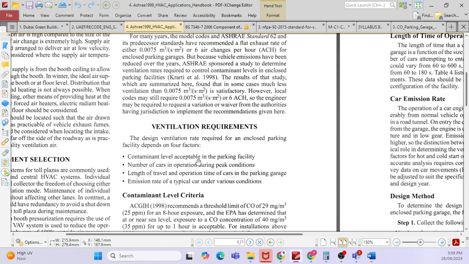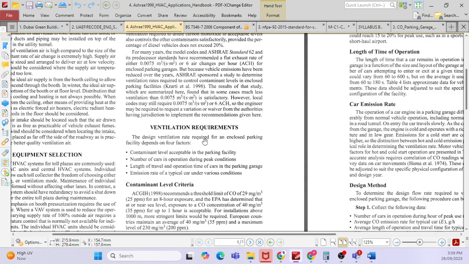If you talk about the detailed ventilation calculation, the design ventilation rate required for an enclosed parking facility depends on four factors. One is the contaminant level acceptable in the parking facility, and another is the number of cars in operation during peak condition.